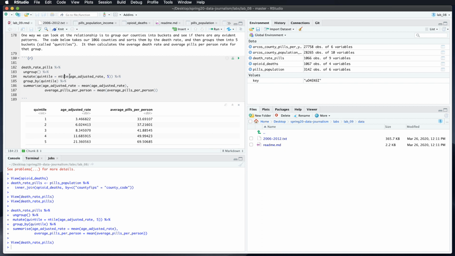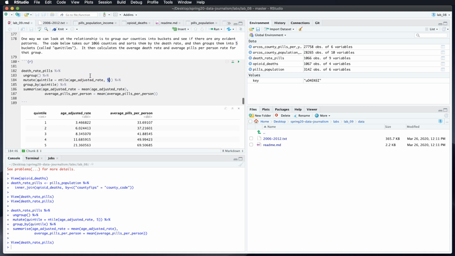And ntile takes 2 arguments, 2 things I need to feed it. The first is which column we are creating our buckets based on. And then we're saying how many buckets. So I'm saying create a new column called quintile. And how are we creating these columns? Well, we are taking the age-adjusted rate and we are assigning it a group based on that.